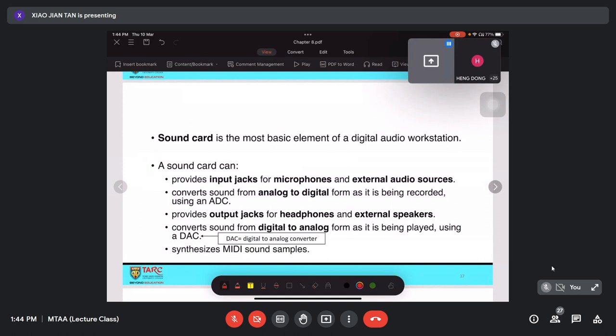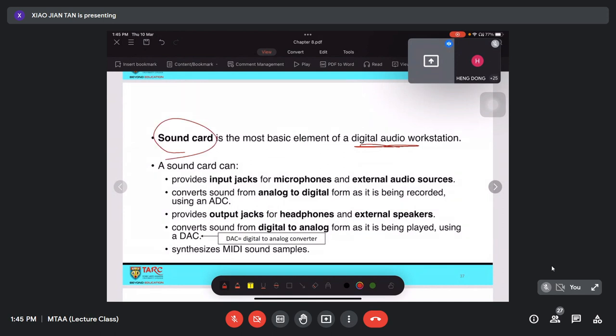Okay, sound card. The sound card is the most basic element of a digital audio workstation. A sound card can provide input jacks for microphones and external audio sources. Basically, the sound card is the one that manages your audio jack in and jack out. So you have your speaker, you have your different earpieces, no matter whether you connect via Bluetooth, Wi-Fi, or maybe a cable. The component that manages the input-output, the I/O connection, is the sound card.